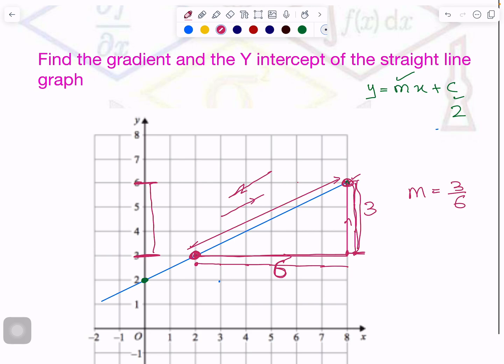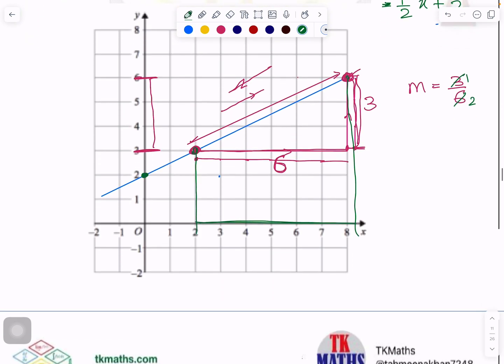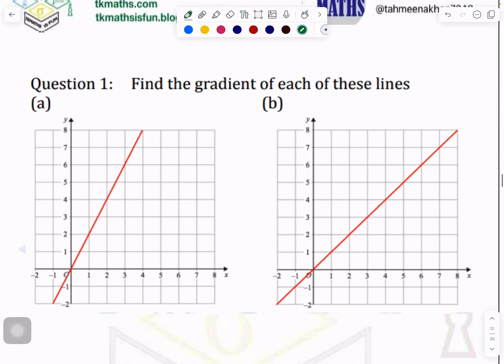And for the same 2 points, if I look at the x coordinate, this was 2 here and this was 8 here. So the difference between 2 and 8 is 6. This is how I will get my gradient, and I can write down my equation of the line very easily. Let's take another example if you are finding it difficult to grasp. More examples will help make it very clear.